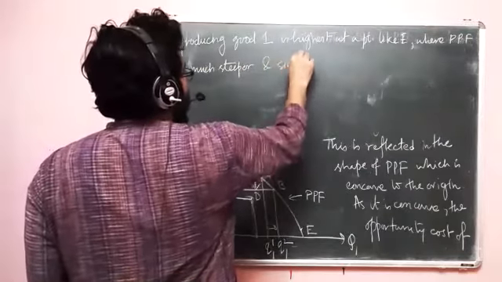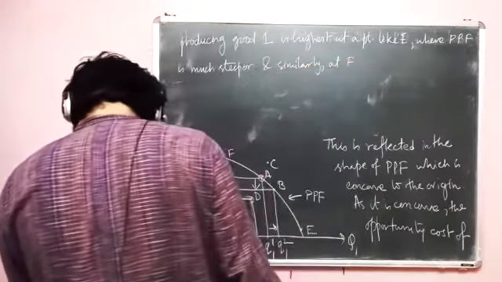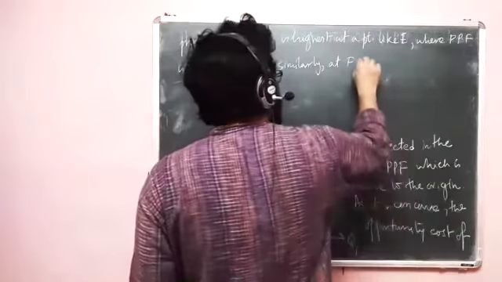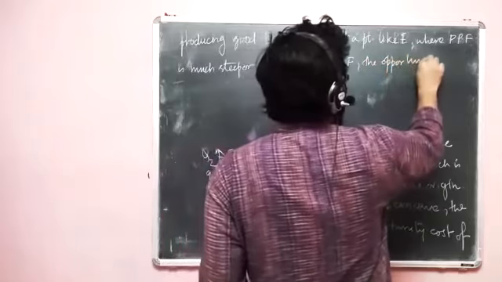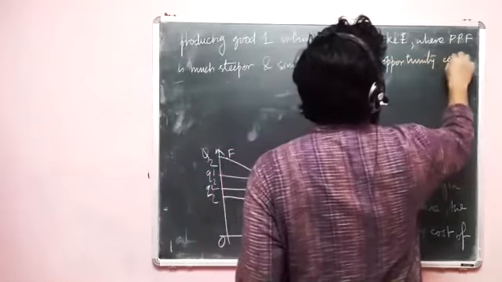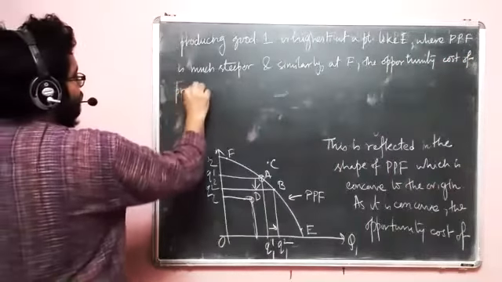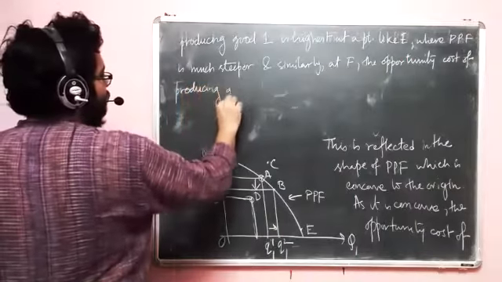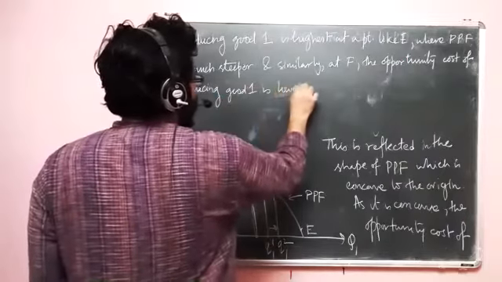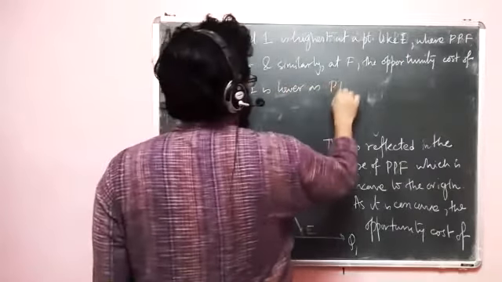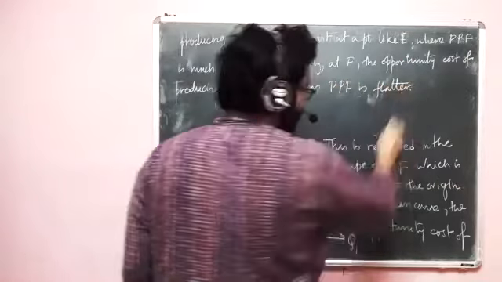And similarly, at F, the opportunity cost of producing good 1 is lower as the PPF is flatter.